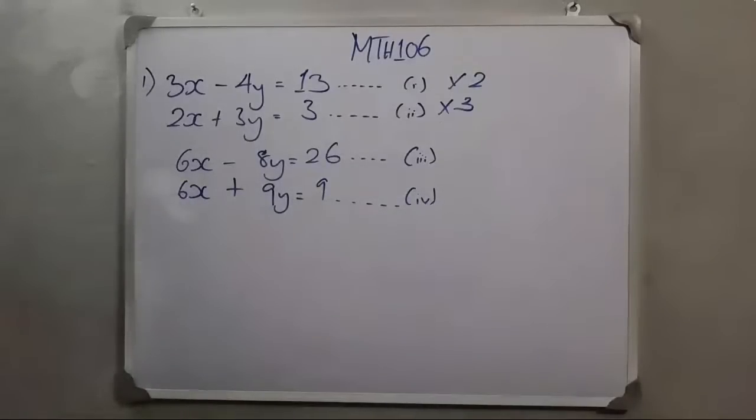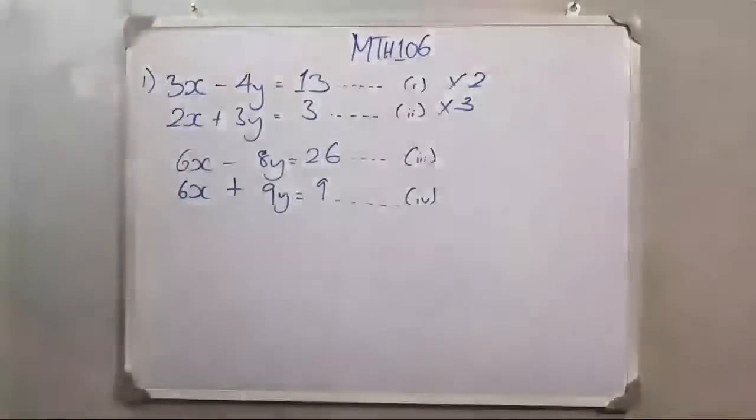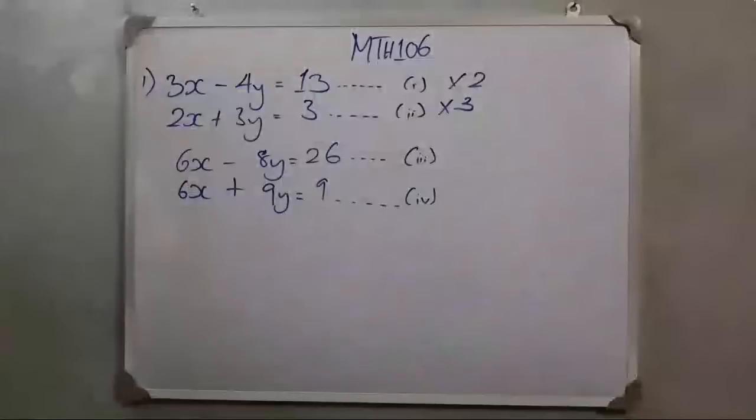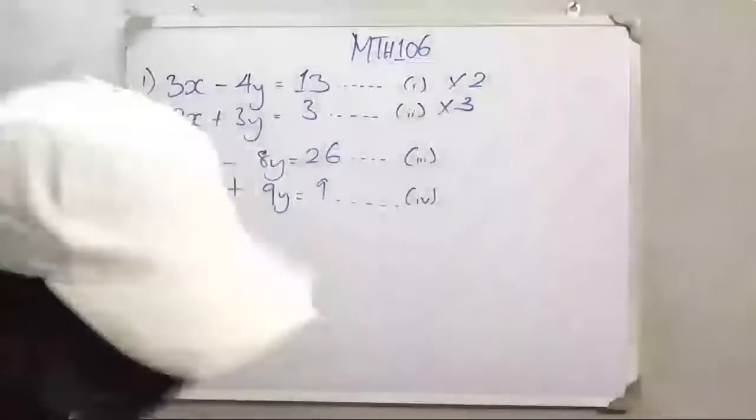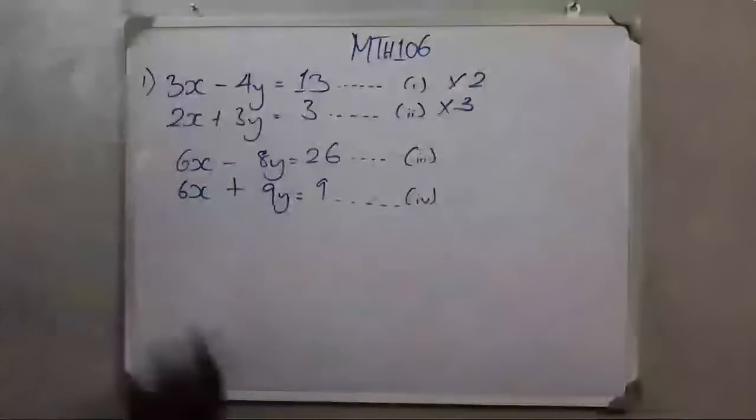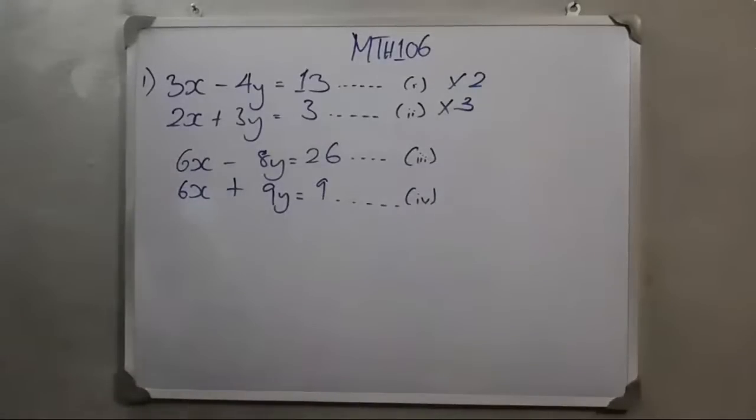All right, so from here we can see that we can strike out something. What are we striking out? We are striking out the coefficient of x. And how do we achieve this?